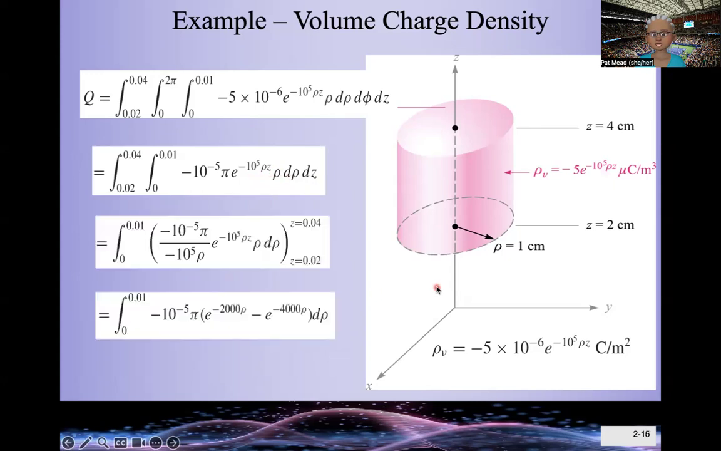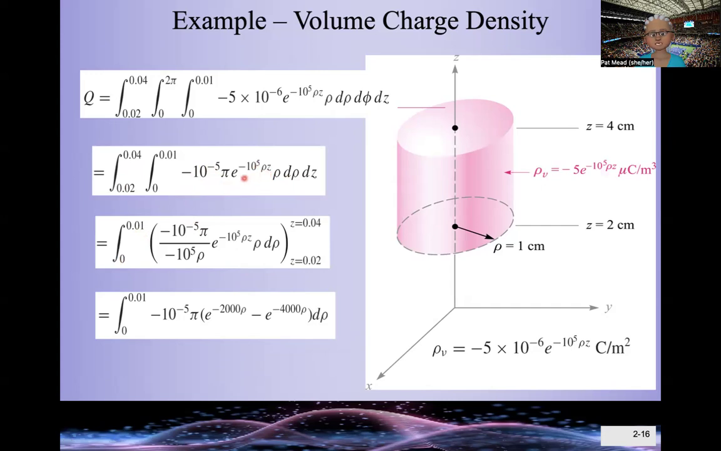If I go to the next slide, you'll see that the author is suggesting that we should now do the integration over dz, so that the only thing we have left is the d rho. So if you take that formula from before and integrate over dz, we still have the minus 10 to the minus 5 pi. Then we have e to the minus 10 to the fifth rho z.